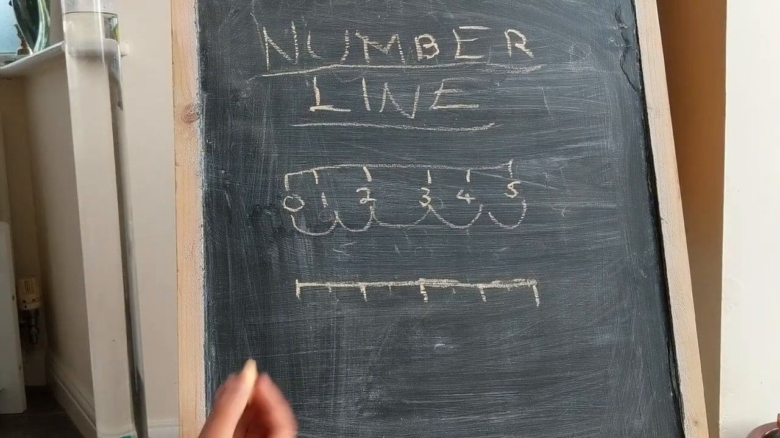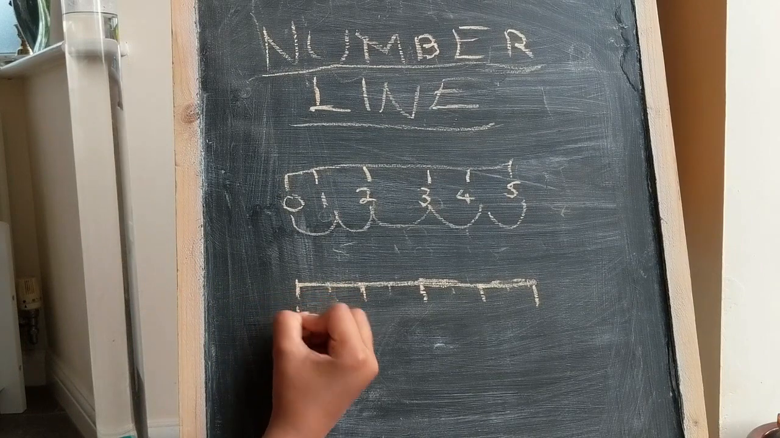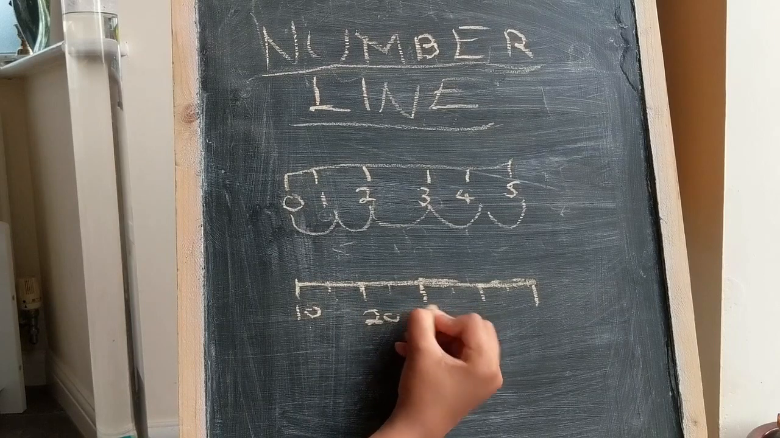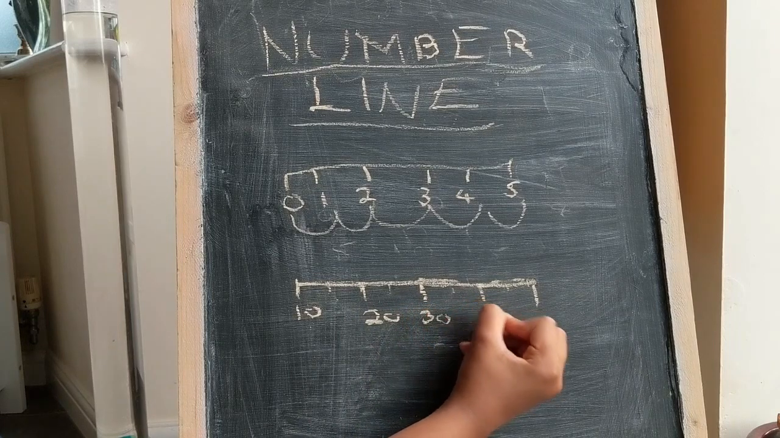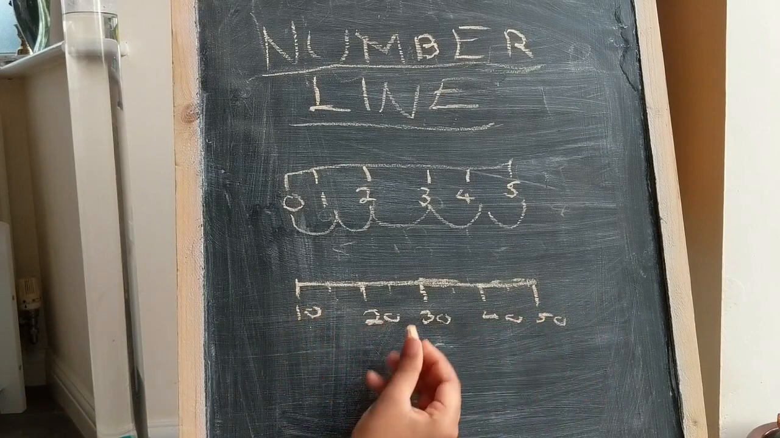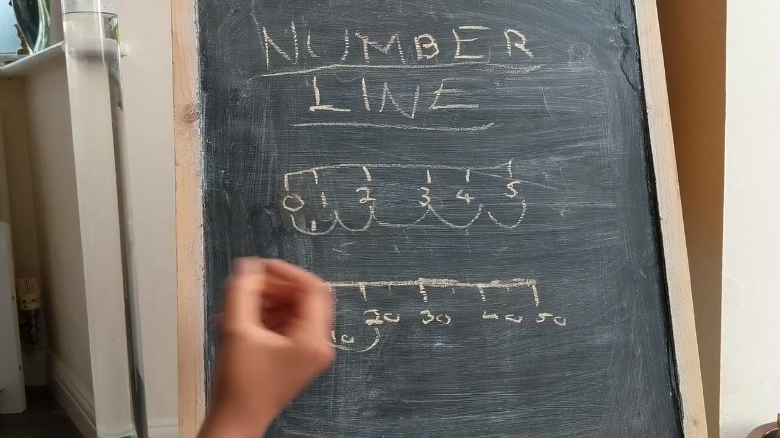A number line doesn't always have to start with 0. On this one, it can start with 10 and go to 20, then 30, 40 and 50. But they're all equally distanced apart by 10 this time, instead of 1 like the last time.